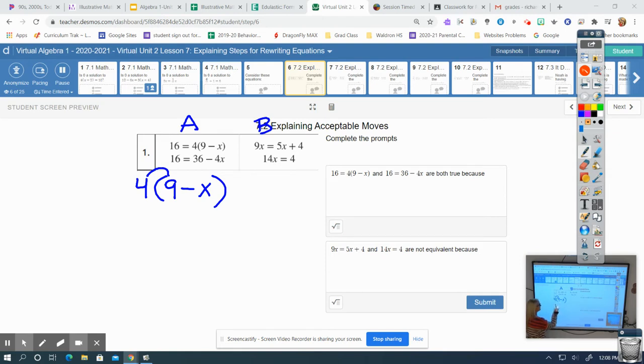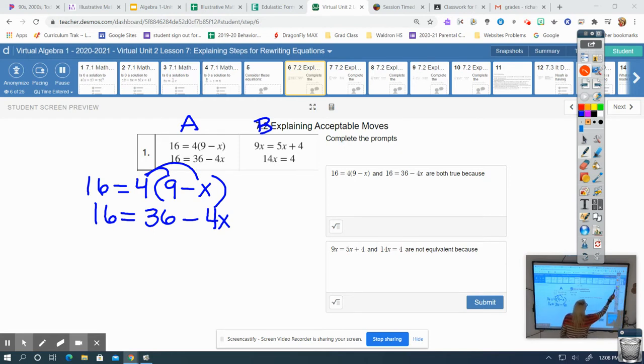So 4 times 9 gives us 36. 4 times negative x gives us negative 4x. That's what they did to maintain equality here, and it was still equal to 16. So they used the distributive property. On the second one, they are not equivalent because they tried to combine like terms like we did a minute ago. However, they did not do it correctly.